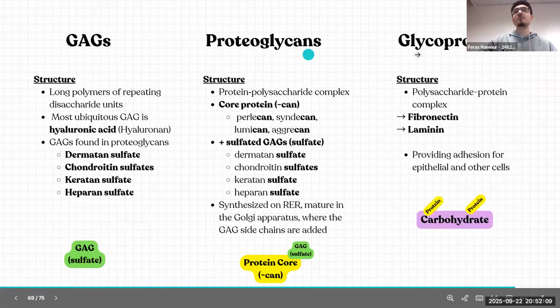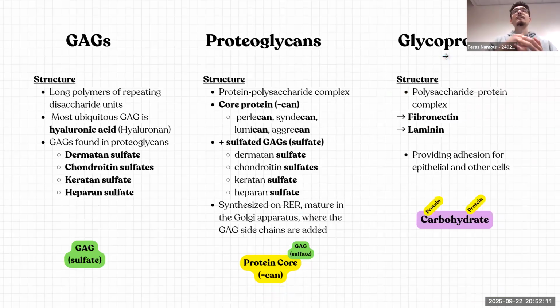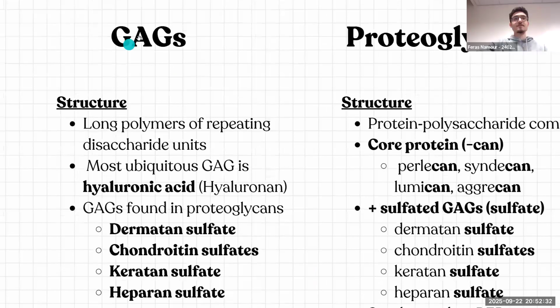Now let's talk about GAGs, proteoglycans, and glycoproteins. Glycosaminoglycans, shortly GAGs. Firstly, all of these have more or less the same function: diffusion and communication of molecules, and they form the extracellular matrix. The way they differ though is by their structure. Let's take GAGs first. They are repeating disaccharide units. So they are a carbohydrate.